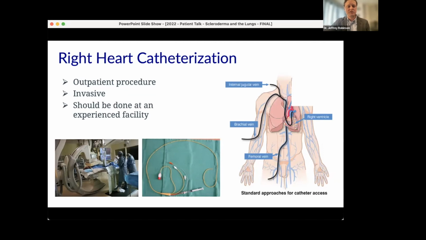And we also do special testing during this at OHSU to really help determine what treatments you may respond best to, if you do have pulmonary hypertension. And in general, it's pretty short. It takes usually about 20 or 30 minutes, and you go home the same day with a Band-Aid on your neck.